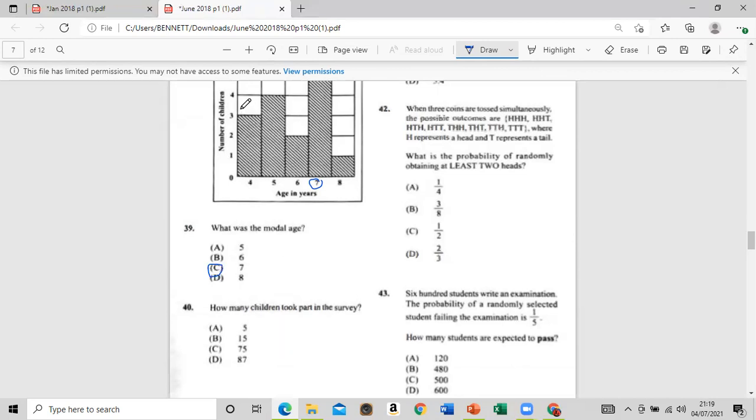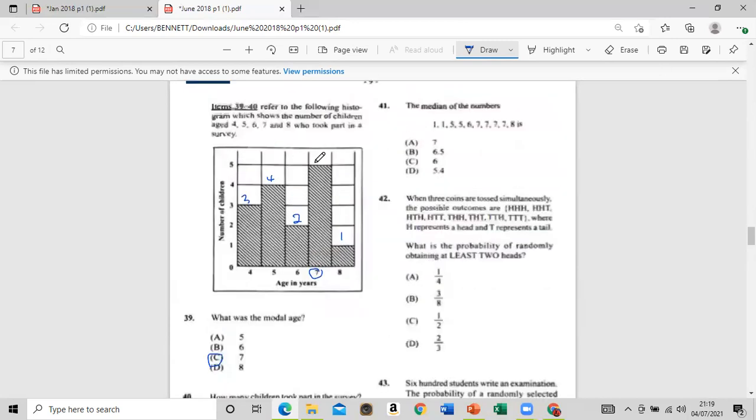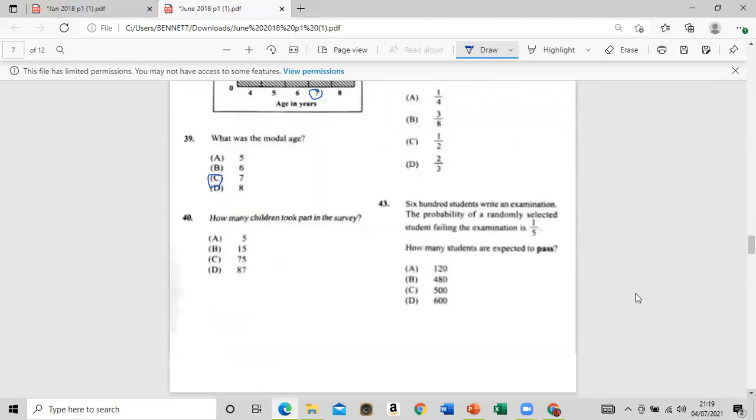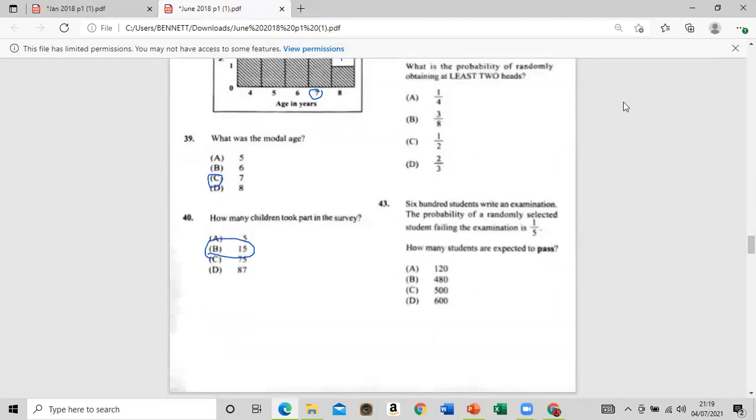Next, how many children took part in the survey? So we just add all of them here, right? Remember you have to read both axes to see what's on them. So we get 15. Remember this one, this one was on the January paper also, alright?